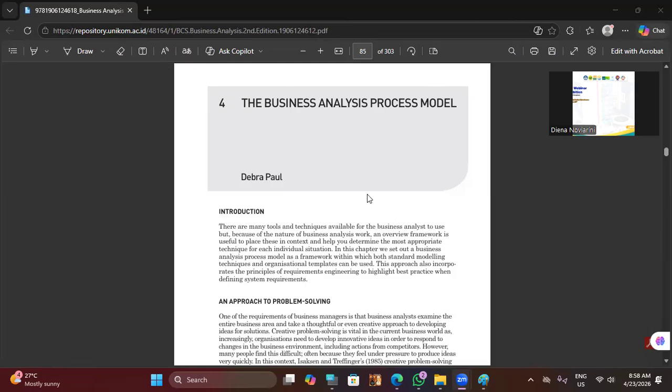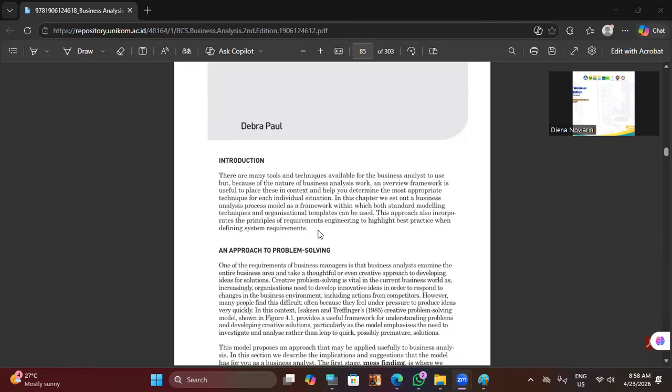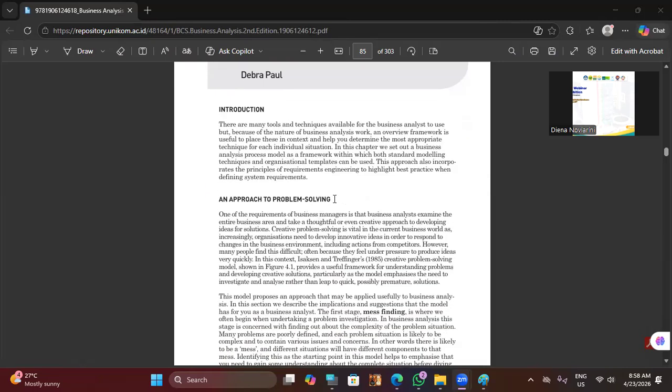Good morning, class. Today we are going to learn and discuss the business analysis process model. The introduction of this paragraph is to determine whether a business analysis process model can serve as a framework within which both standard modeling techniques and organizational templates can be used as an approach that incorporates the principles of requirements engineering to highlight best practice when we are defining system requirements.